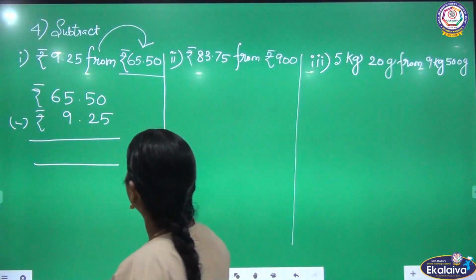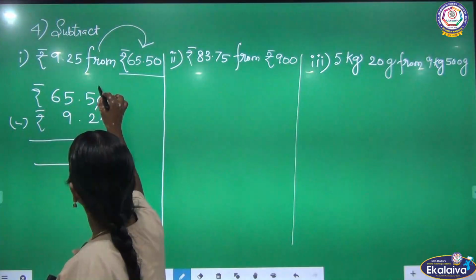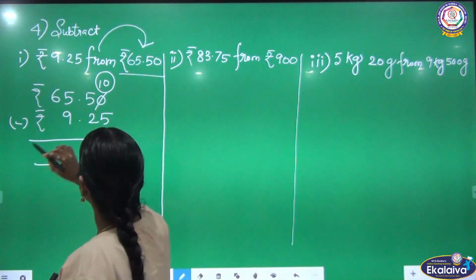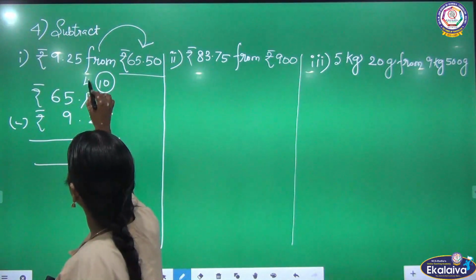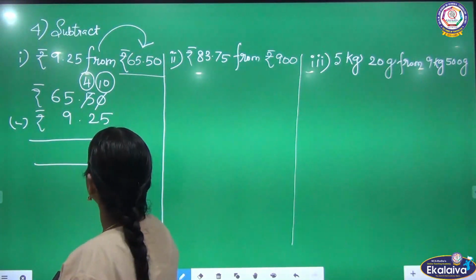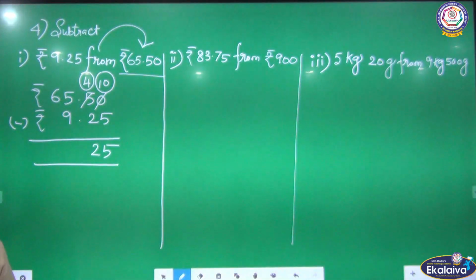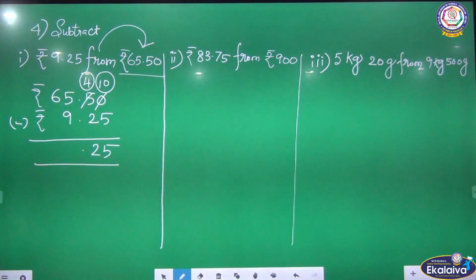First we can complete our paise. 0 minus 5, I am not able to subtract, so borrow. Then it becomes 10 minus 5, 5. 4 minus 2 is 2. Next, listen, keep a dot here.